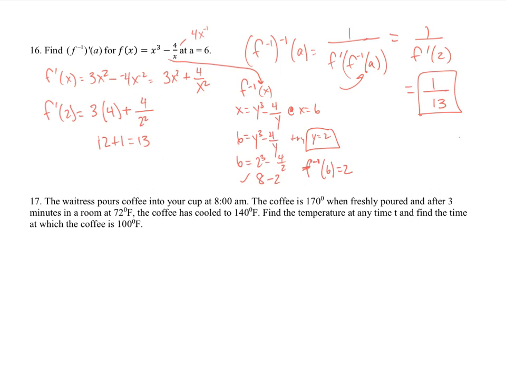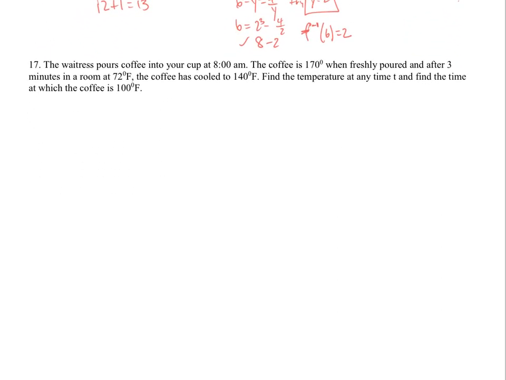All right, moving on to our final problem, and this involves Newton's law of cooling. On this one, it says, a waitress pours coffee into your cup at 8 a.m. The coffee is 170 degrees when freshly poured, and after 3 minutes. So our initial temperature is 170 degrees. Our time is 3 minutes. In a room temperature, that's the temperature of our surroundings, 72 degrees, and it has cooled to 140 degrees as our final temperature.